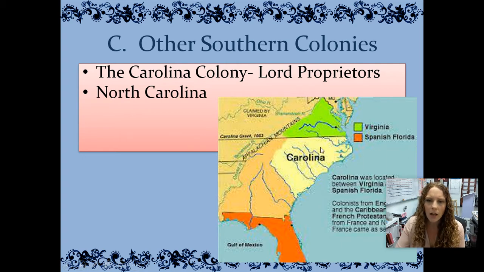It's settled by a lot of people that are just kind of migrating out of Virginia or could not find land in Virginia, so they go to North Carolina, but it is mostly a tobacco producing colony. So tobacco production is happening in North Carolina, in Virginia, and also in Maryland up here. We call these the Chesapeake region colonies. Now, South Carolina kind of stands apart.